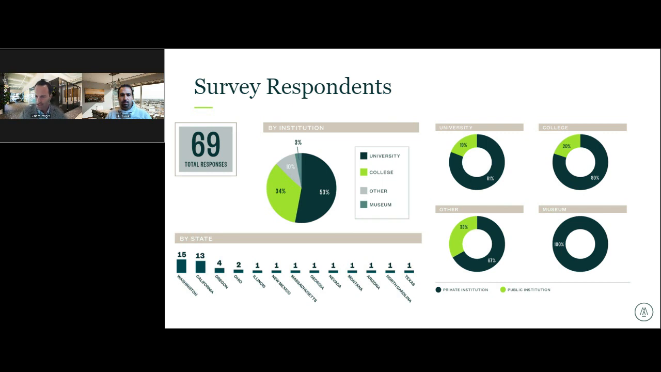Here is the response. Again, I'm going to blast through these pretty quickly. I'd like to spend a little more time on the implications of the results rather than the actual results themselves. But real quick, the vast majority of the respondents were in the higher ed space, colleges and universities. There were a couple of cultural museums that did respond. And you see there's a wide swath of representatives across different states, mostly West Coast institutions. Maybe that's perhaps as a result of Moss Adams and Prager's headquarters being on the West Coast.